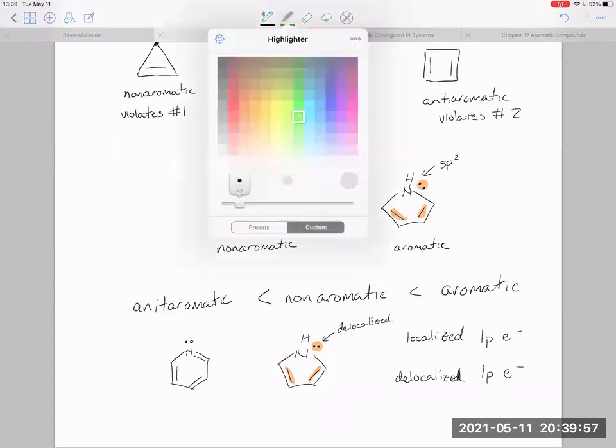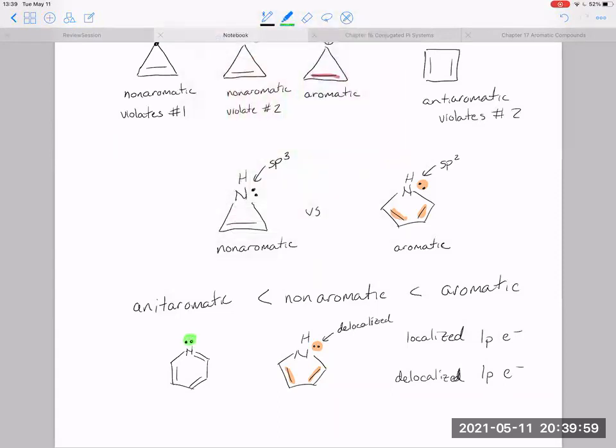Whereas if we look at pyridine, this pair of electrons can't participate in resonance because this ring's already got its six electrons. It's already aromatic. There's no way for that pair of electrons to participate. So this is an example of a localized lone pair, even though these are both aromatic.